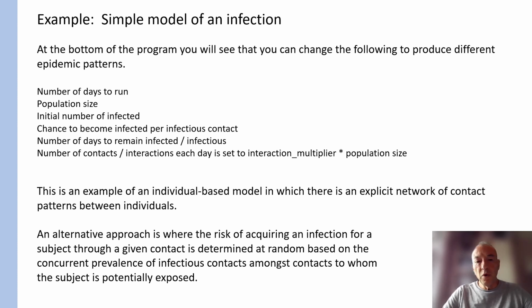So this is an example of an individual-based model in which there is an explicit network of contact patterns between individuals. An alternative approach is where the risk of acquiring an infection for a subject through a given contact is determined at random based on the concurrent prevalence of infectious contacts among contacts to whom the subject is potentially exposed.